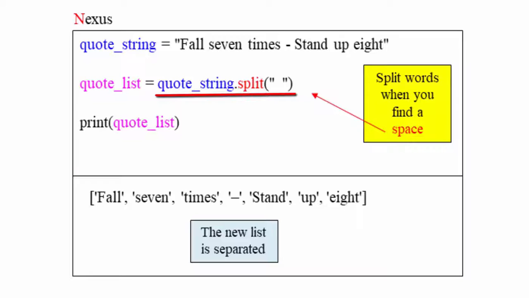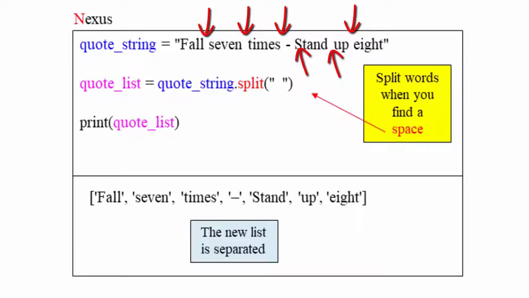I'm going to tell it double quote, and I could have single quotes in there, double quote, space, double quote, close paren, and it says, listen, I want you to split up the quote string, put it in quote list, and everywhere you find a space, that's what the double quote, space, double quote means. Every time you do that, you split this separately.